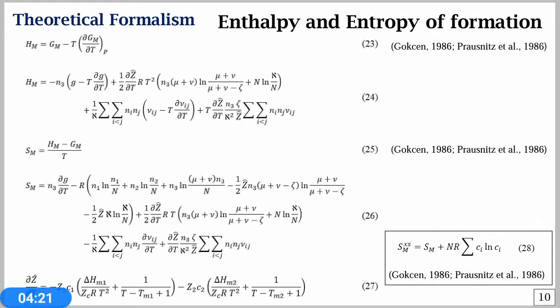Enthalpies and entropies of mixing can be obtained from Gibbs free energies of mixing using the thermodynamic relation presented in equation 23 and equation 25. Equation 24 is obtained by solving equation 23, while equation 26 is obtained by solving equation 25.